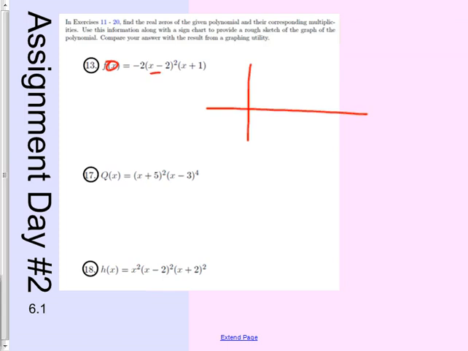All right, so that tells me one of the roots. What's one of the roots? 2. Everybody put a dot at 2. What's another root? -1. Put a dot there.